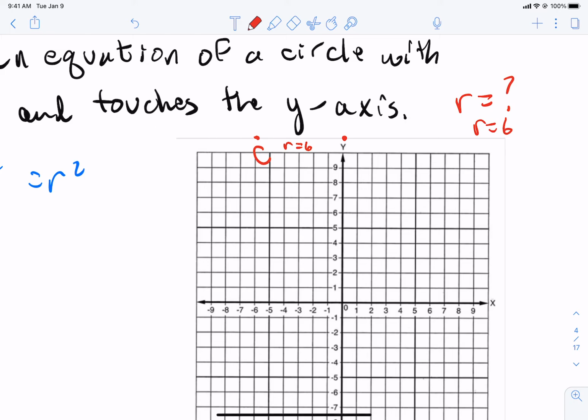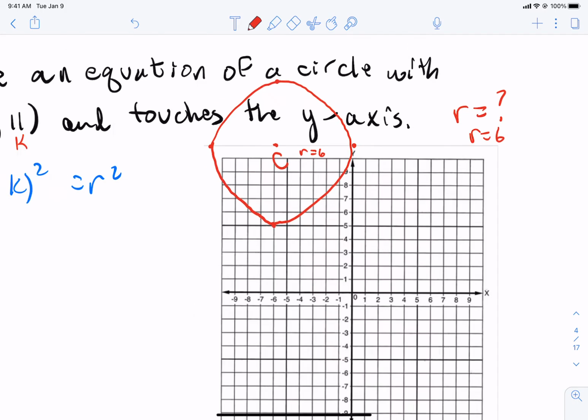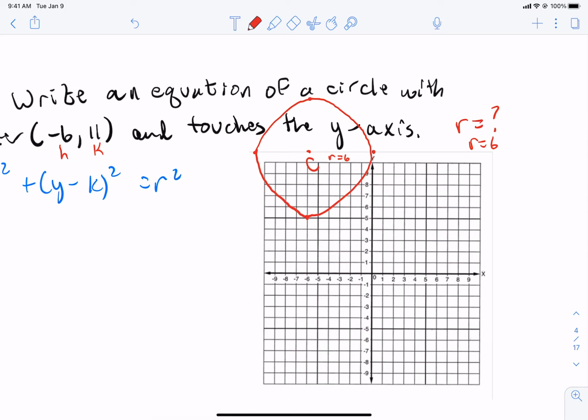To draw the circle, we need at least 4 points. From the center, count 6 up, 6 down, 6 left, and 6 right. And then draw your circle. And I cannot draw circles very well. As you can tell, even Notability has trouble recognizing that I'm trying to draw a circle. Okay, you get the general idea, right?